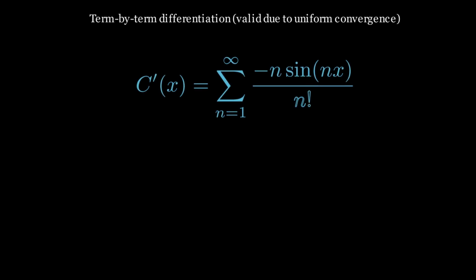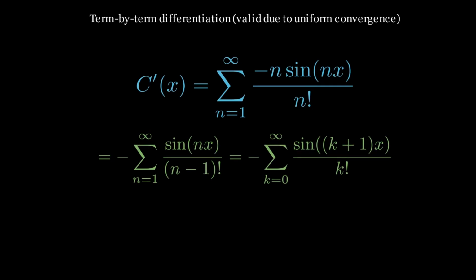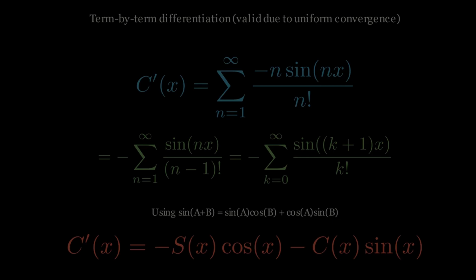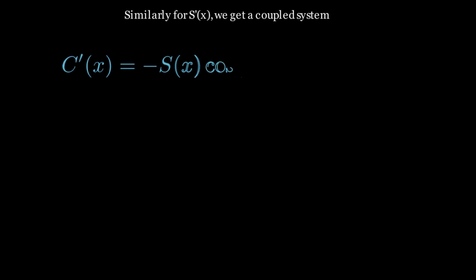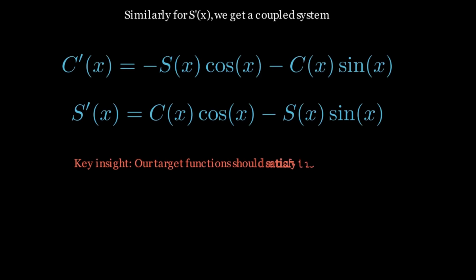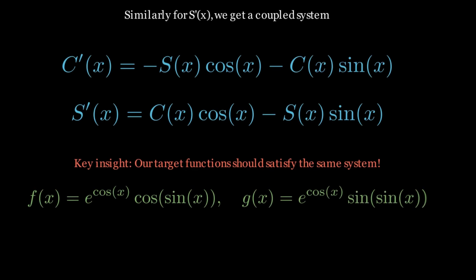Now we understand what C of x and S of x are. So term by term differentiation, and this is valid because they are uniformly convergent. So once you do C of x, you get this following series. You can expand sine of k plus 1 x using the given formula, and therefore you will get the following expression involving both S of x and C of x. You can repeat this procedure again with S of x, and we are going to get the following two equations. Now, C prime x becomes minus S of x cos x minus C of x sin x, while S prime x becomes C of x cos x minus S of x sin x.